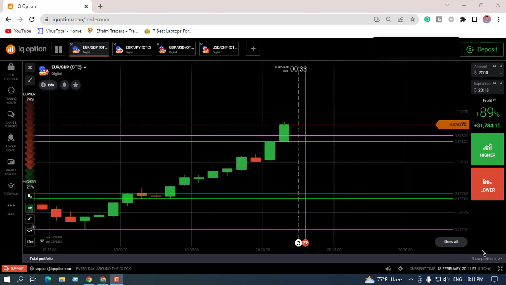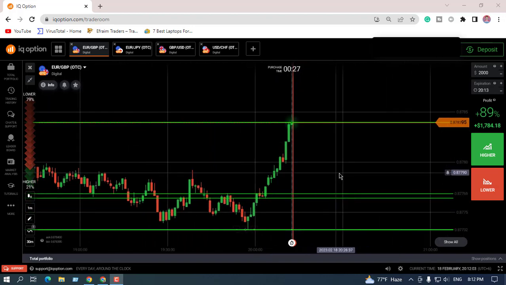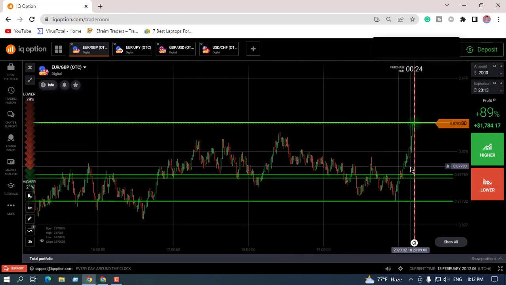So let's start trading with this support and resistance script. Download link in my description box. Okay, download it.